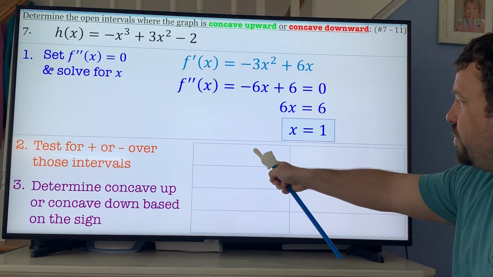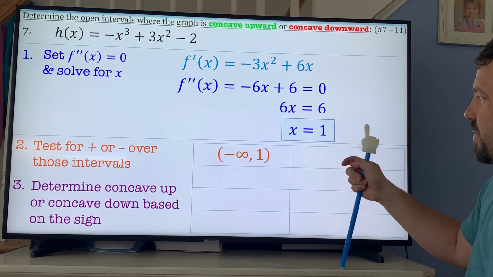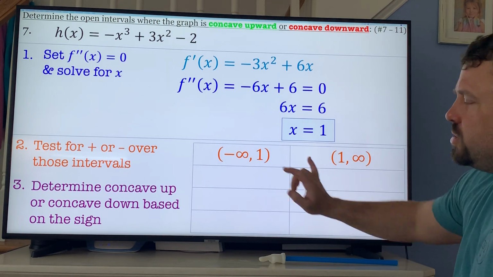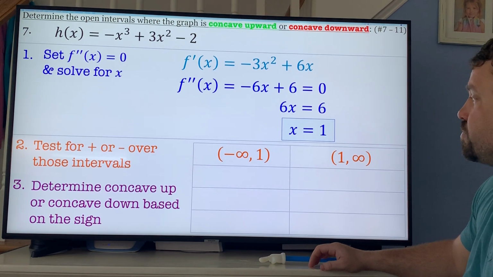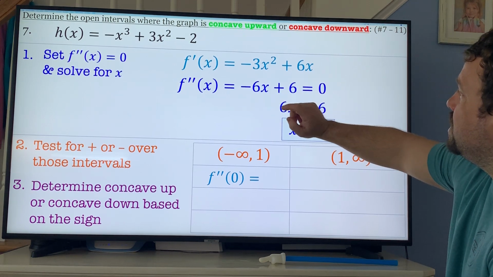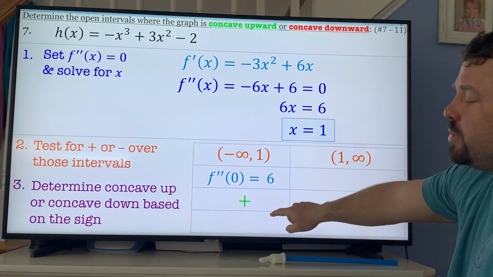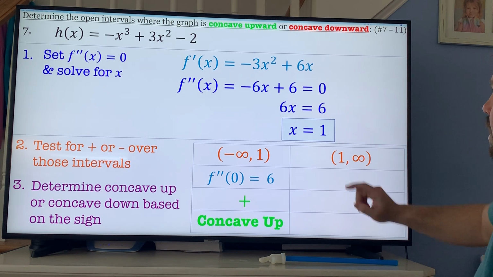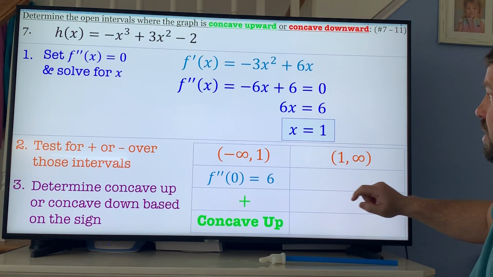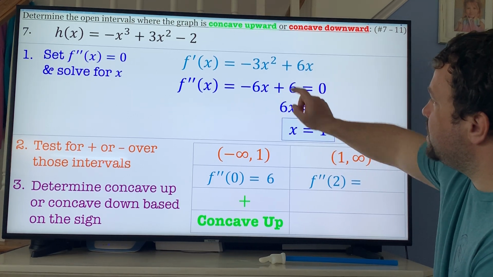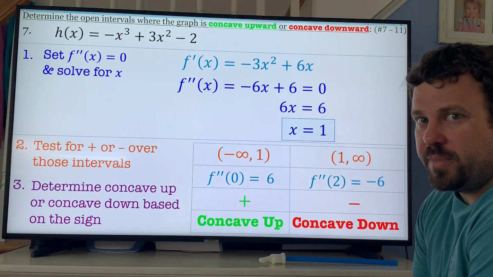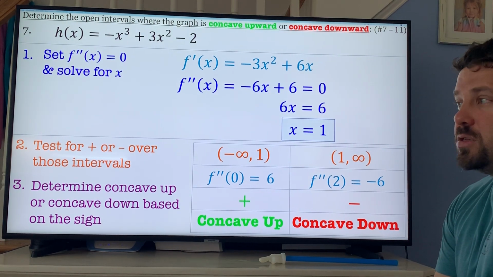Step 2, need some intervals. We got negative infinity to 1 and 1 to infinity. Pick 2 test numbers. All right, pick 0. Plug it in: 0 plus 6 is 6. 6 is a positive number, so that is concave up. Pick a number right here. What'd you pick? 2? I did. Pick 2: negative 12 plus 6 is negative 6. Negative 6 is a negative number, so it's concave down. The problem is very easy as long as they're not fractions.